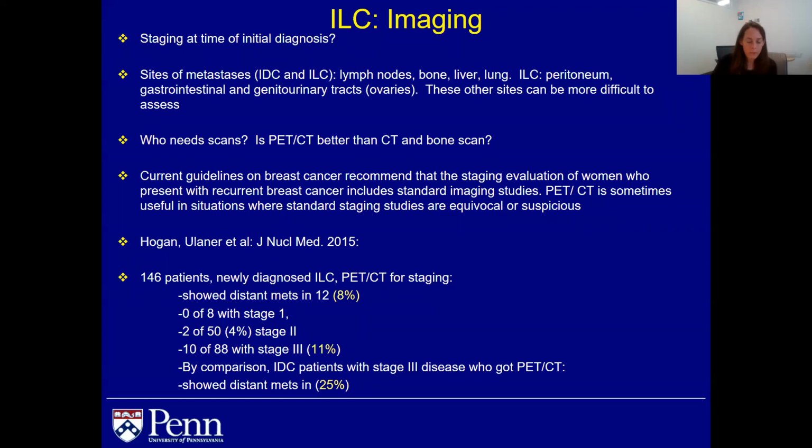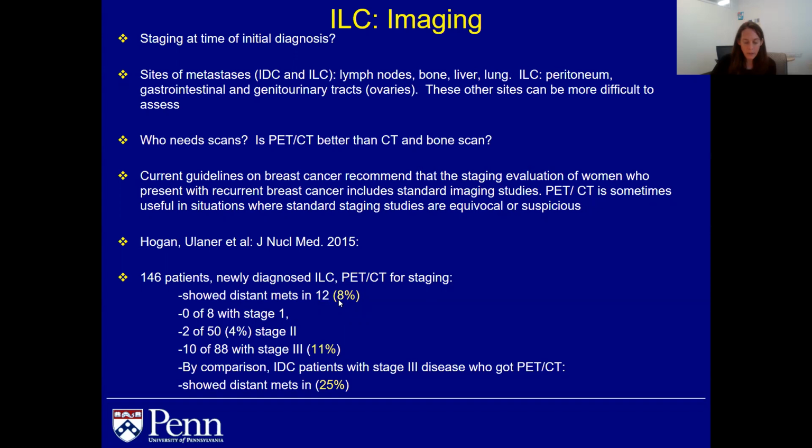So I wanted to talk about one study done by Dr. Ulaner and colleagues in 2015, just to highlight why we don't do these scans in everybody at the time of their original diagnosis. In this particular study, they looked at 146 patients who had been diagnosed with lobular cancer and got a PET-CT scan of their whole body at the time of their diagnosis. The PET-CT only showed distant metastasis in about 8% of the patients with lobular cancer.